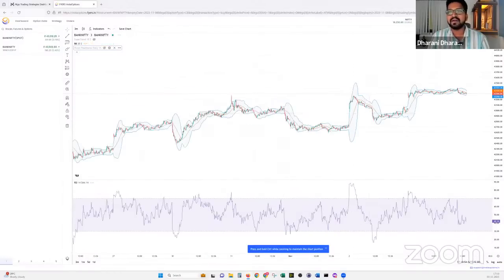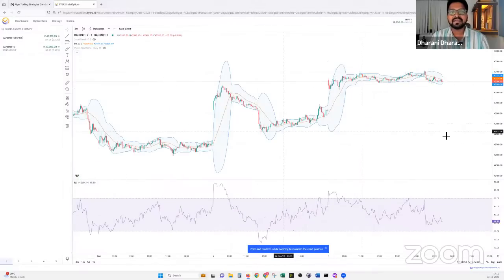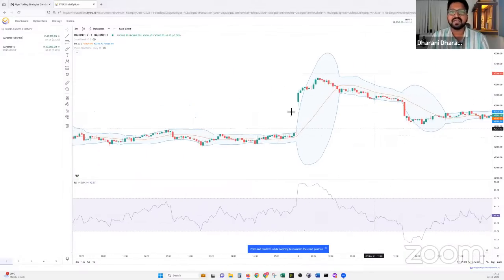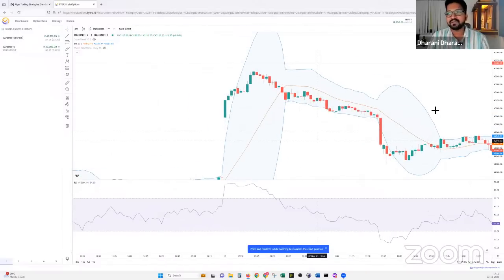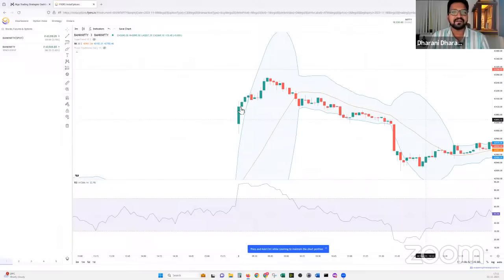Okay, so I'm just planning an entry whenever my current candle closes. Our candle will have four components, right? Open, high, low, and close. As of now, you can see the close of the candle over here. I can just see the candle close, right? So it should be above the upper Bollinger Band.